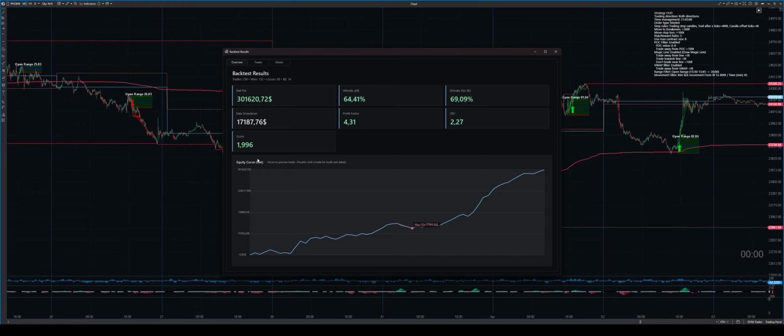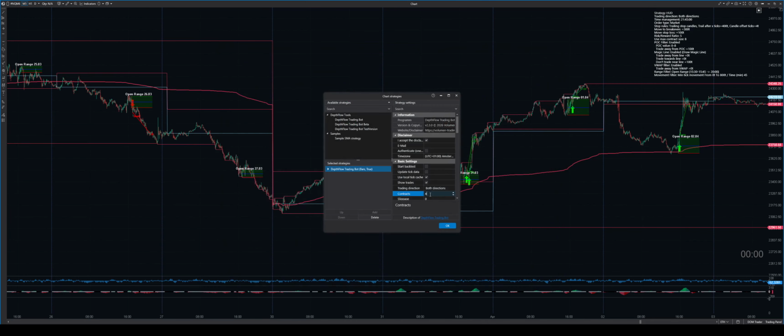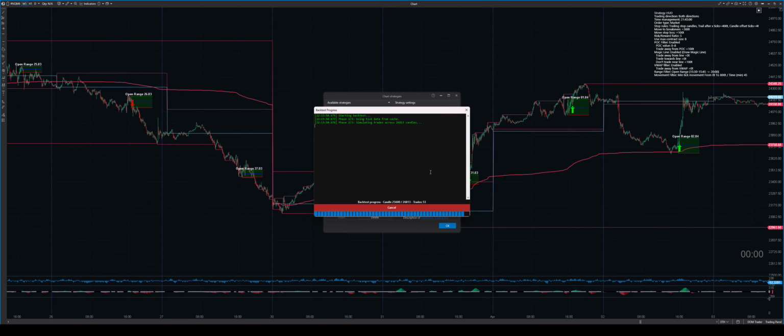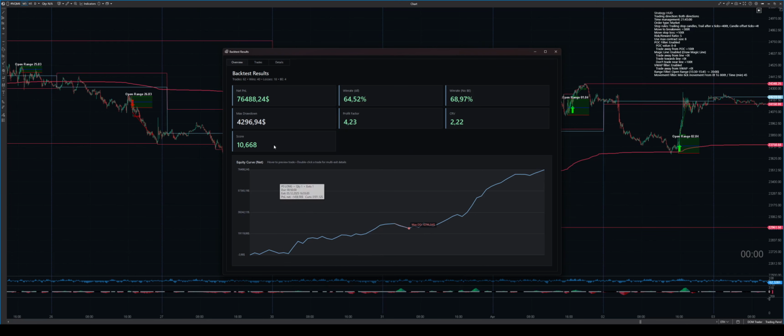And if my account allows it, I can of course just let it run like this. But even if, for instance, I decide to go with just one contract here, I still end up at 76,000 with a drawdown of 4,296. As you can see, quite a lot is definitely possible.